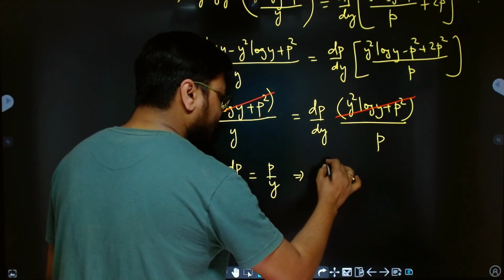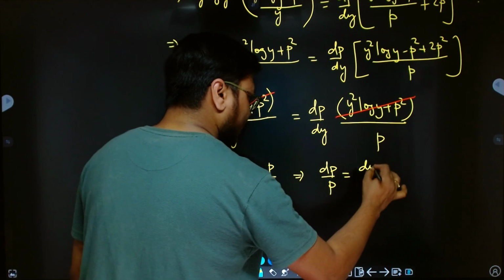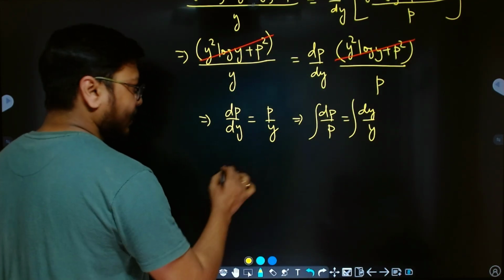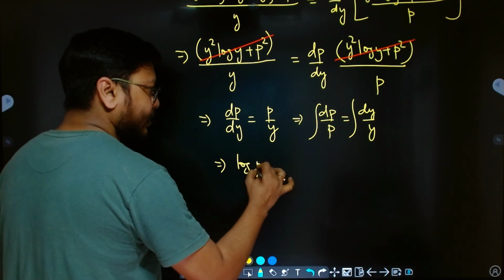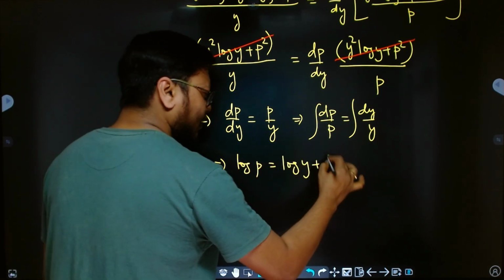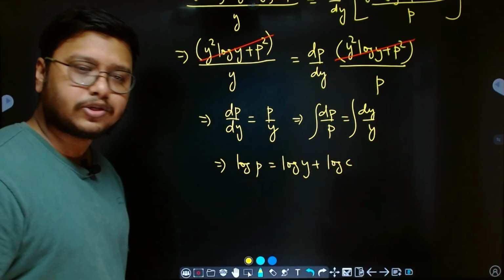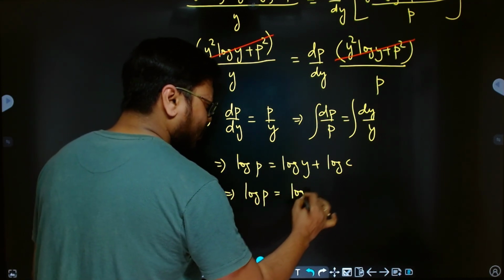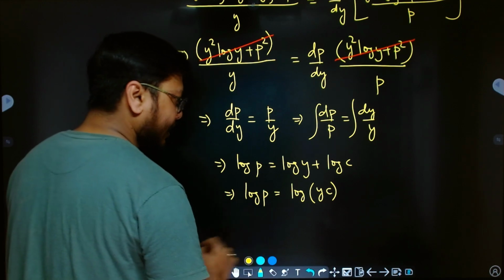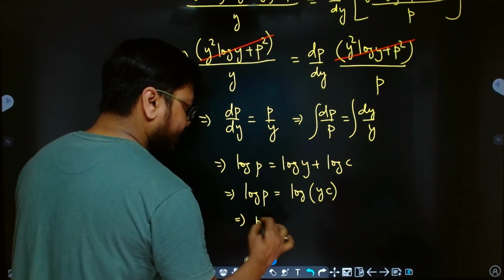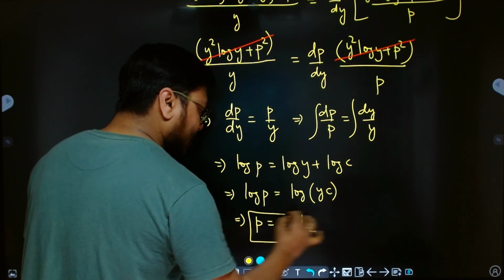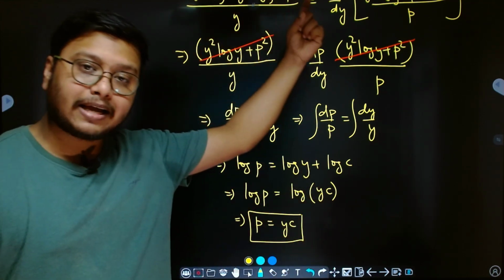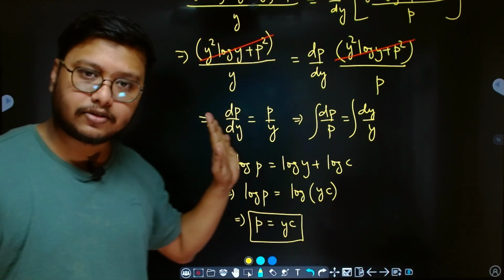So that means dp upon p equals dy upon y, and we can easily integrate this on both sides, and that would be log p equals log y plus log of some constant. So let's bring the logarithm terms together. So log y into c, and that would mean p equals y into c. Here I have got p in terms of y, so I can substitute this back in the differential equation and get my answer, right?